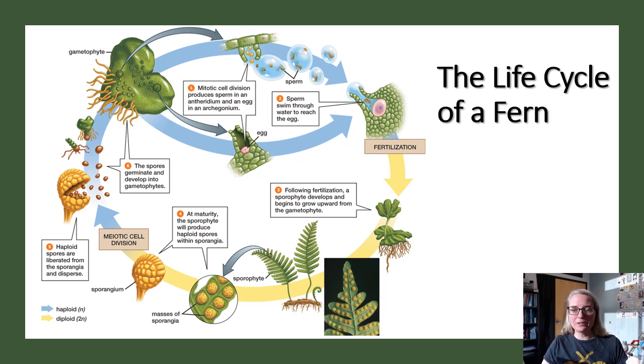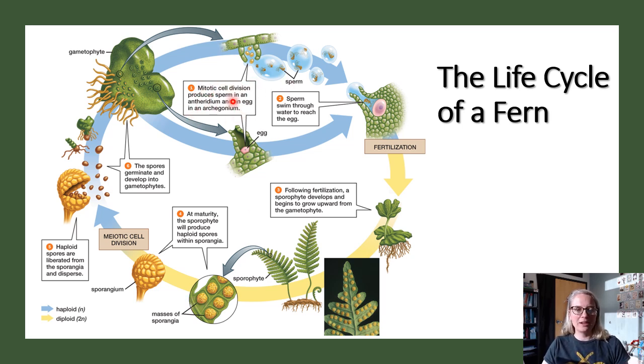So let's do an example of a life cycle of one of our vascular seedless plants. We're going to use the fern as an example. So again, we have our alternation of generations. We have our blue arrows as representing the haploid stage. The yellow arrow is representing our diploid stage. So we'll find our step 1.